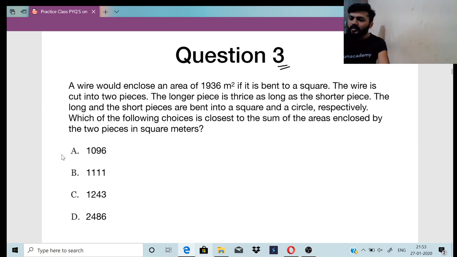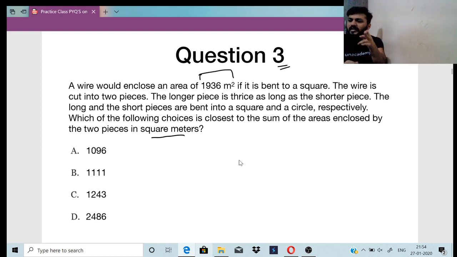Question number 3, right? A wire would enclose an area of 1936 meter square if it is bent to a square. The wire is cut into two pieces. The longer piece is thrice as long as the shorter piece. The long and the short pieces are bent into a square and a circle respectively. Which of the following choices is closest to the sum of the areas enclosed by the two pieces in square meters?